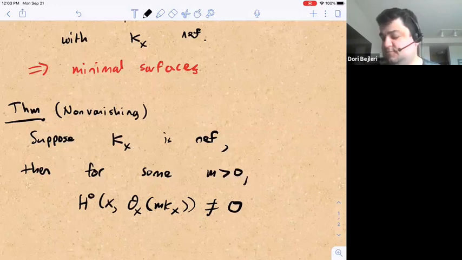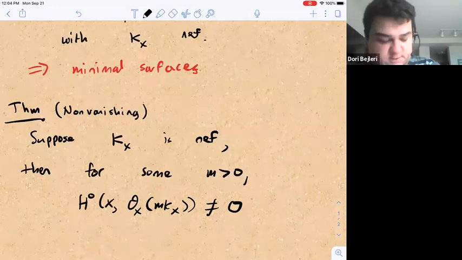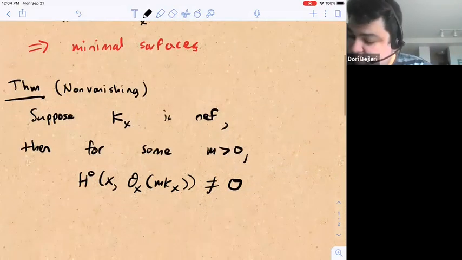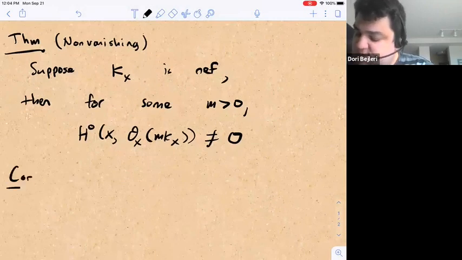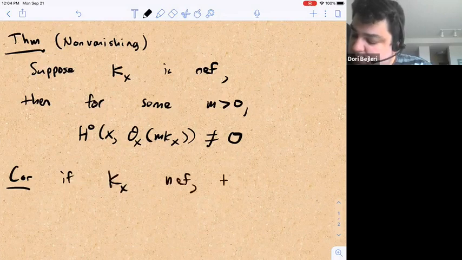There's a non-vanishing theorem in higher dimensions that also gives a condition for H0 to be non-zero for some multiple. So this one is much more classical, but I called it that by analogy. So that's somehow the first important point for studying these minimal models, which already tells us an important dichotomy and an important coarse classification of surfaces as a corollary. If K_X is nef, then the Kodaira dimension is non-negative because we have sections.